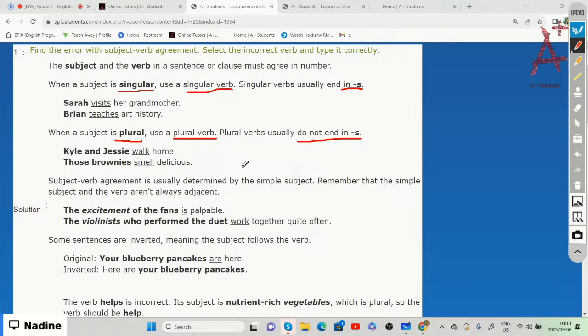Those brownies, referring to more than one brownie, smell delicious. So those brownies smell delicious, right? Brownies, more than one. So they smell. We don't say it smells delicious. So our plural verbs usually do not end in an S.